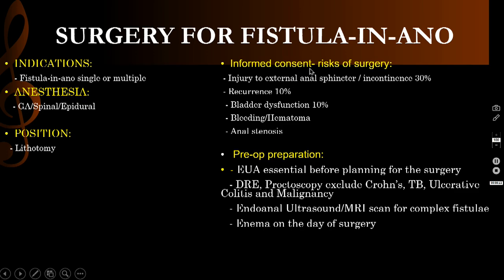Informed consent: you have to explain the risks of surgery to get informed consent. Injury to the external anal sphincter and fecal incontinence comprise 30% of the complications. Recurrence of the fistula 10%. Bladder dysfunction again 10%. Bleeding and hematoma occasionally can happen, and anal stenosis also is a rare complication. So we have to explain all these complications to the patient and then get a written informed consent from the patient.